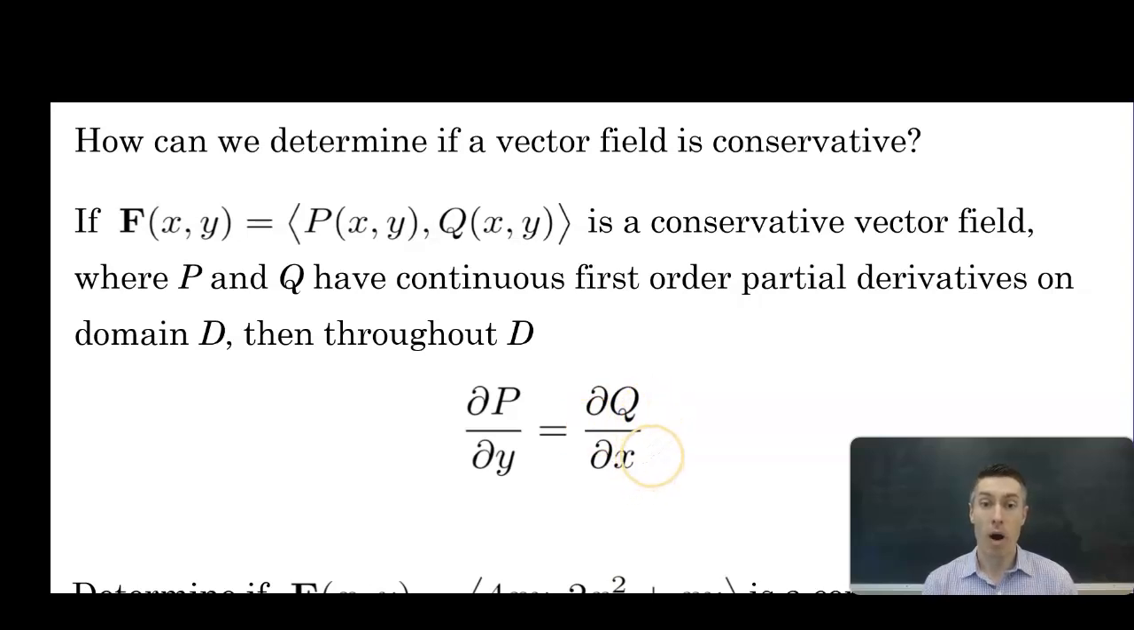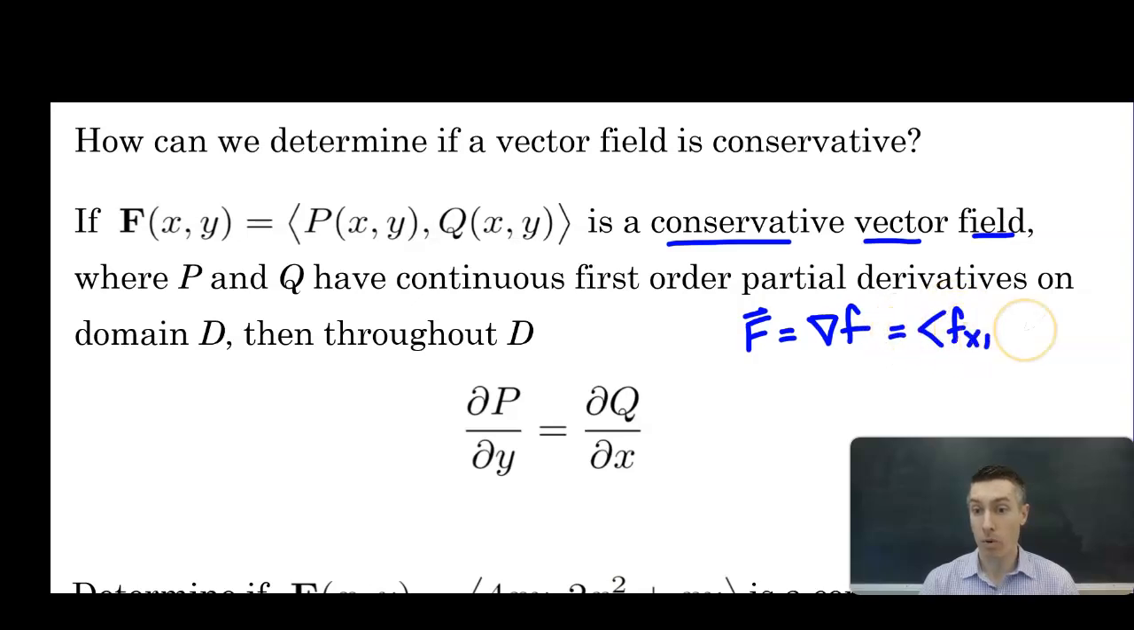Now, let's talk about why this is a fact. If we have a conservative vector field, that means the vector field is the gradient of some potential function, which means that the components are the partial of the potential function with respect to x and with respect to y. So in this case, that's p and q.